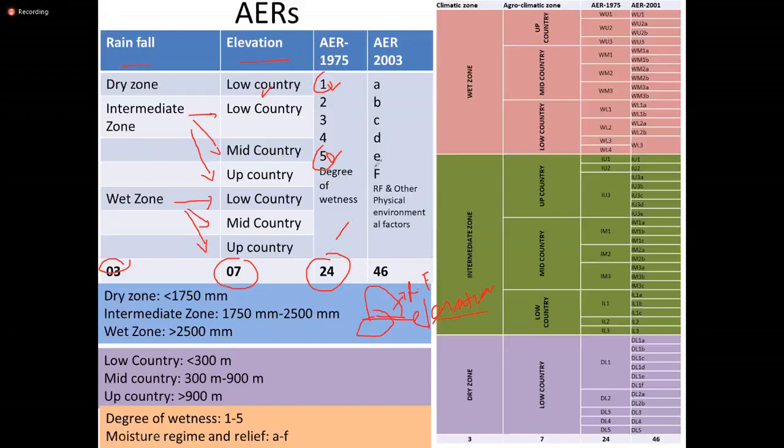But now it is further divided into A to F, based on rainfall and other physical environmental factors. All these factors influence the agroecological map, and the map is further divided into 46 agroecological regions. A is the highest value, and when it goes down, it decreases. Understand? Why do we divide further and further? Because when we divide further, we can get homogeneous characters.